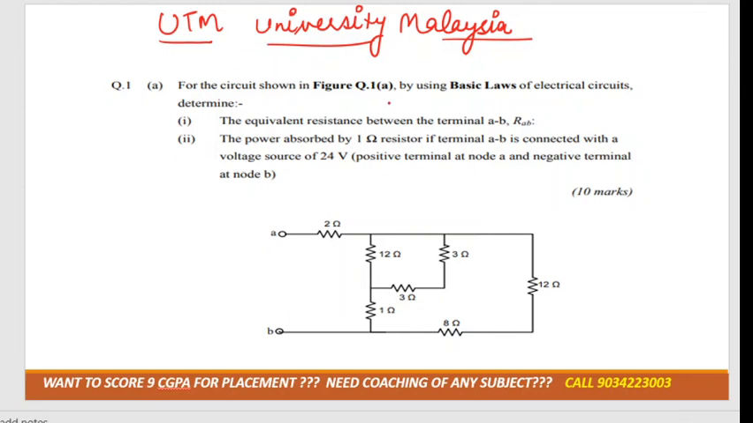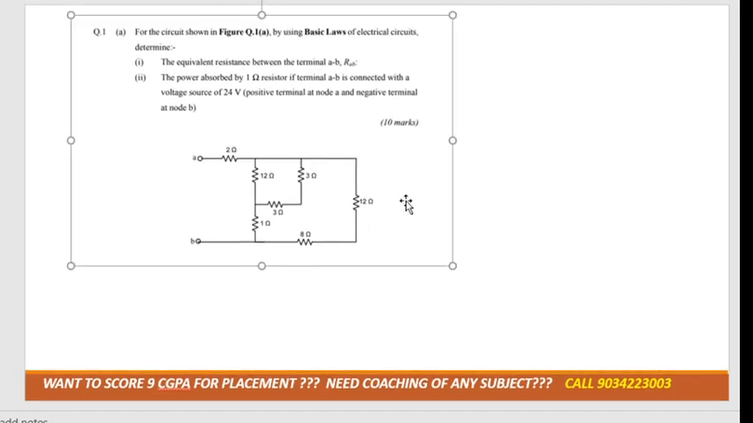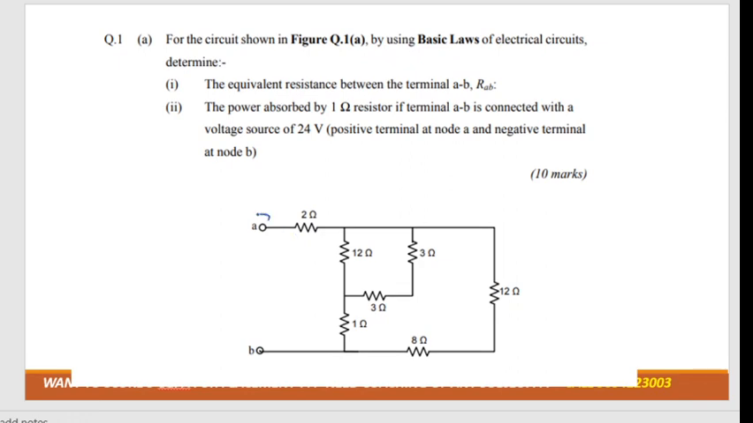Okay, see in this question what they have said. In the first part we have to calculate the equivalent resistance between terminal A and B. This is terminal A and this is terminal B, so we can calculate the equivalent resistance. How can we get the equivalent resistance? Just imagine that you are standing at the A position and you need to move towards B, right? You need to move towards B.